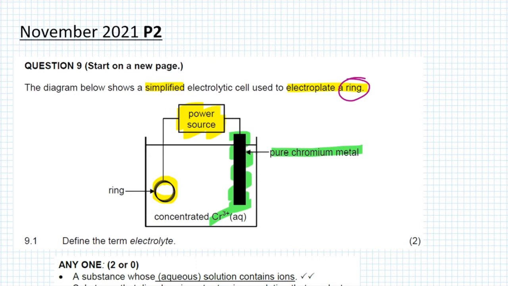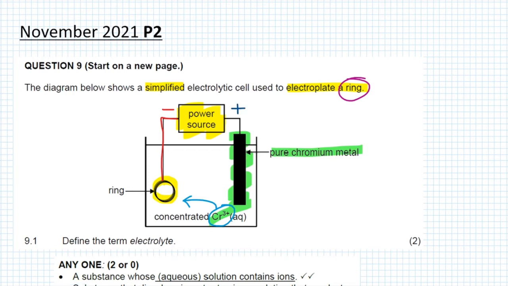The question is, how can we ensure that the chromium ions in solution migrate towards the ring? The chromium ions are positively charged, and we know that positive charges are attracted to negative charges. So that means that the ring needs to be connected to the negative terminal of the battery so that these chromium ions in solution will migrate towards the ring. And that of course means that the pure chromium metal electrode is connected to the positive terminal of the battery.